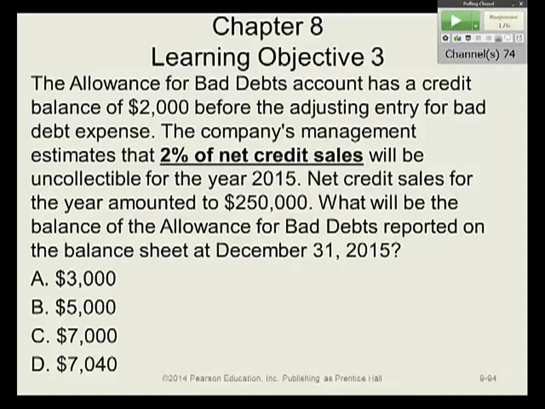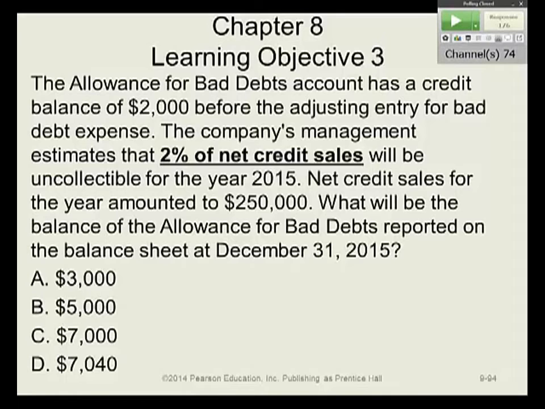All right, the allowance for bad debts has a credit balance of $2,000. This is giving you some cheat time, right? Because remember, on an exam, you may have to do these in a minute. So you have bad debt expense, credit balance of $2,000, and the adjusting entry before the adjusting entry. Management is using a percentage of credit sales approach, which is an income statement approach, and net credit sales are $250. What will be the balance?